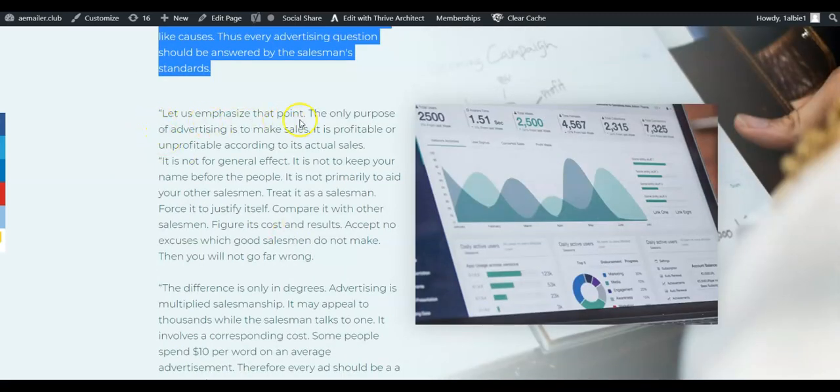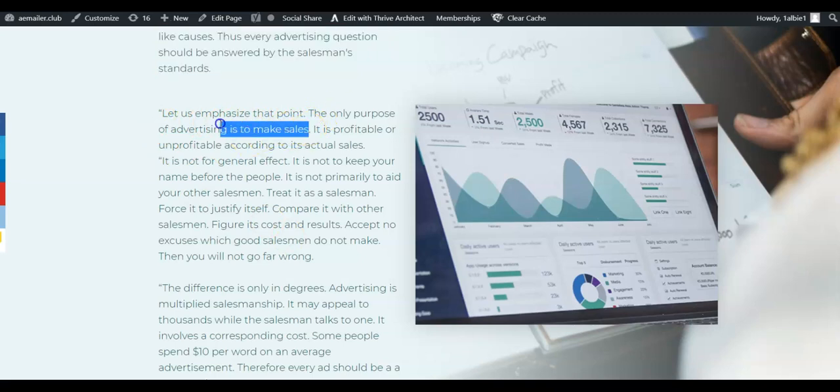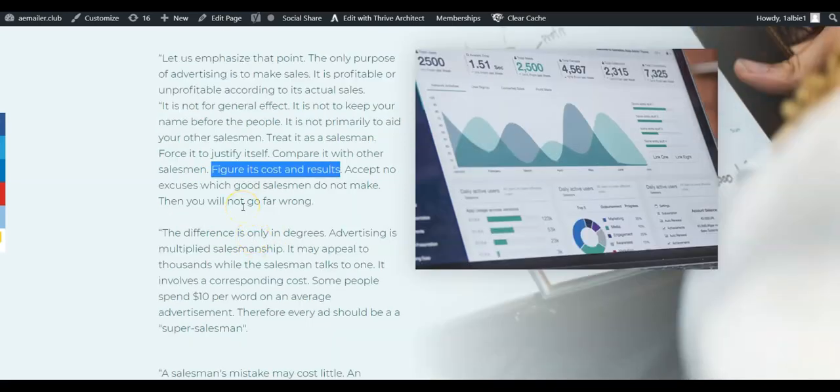So let's emphasize that point. The only purpose of advertising is to make sales, right? That makes sense. It's profitable or unprofitable according to its actual sales. It is not for general effect. It's not to keep your name before the people. It's not primarily to aid other salesmen. Treat it as a salesman. Force it to justify itself. Compare it with other salesmen. Figure its cost and results. Accept no excuses which good salesmen do not make. Then you will not go far wrong. All right.